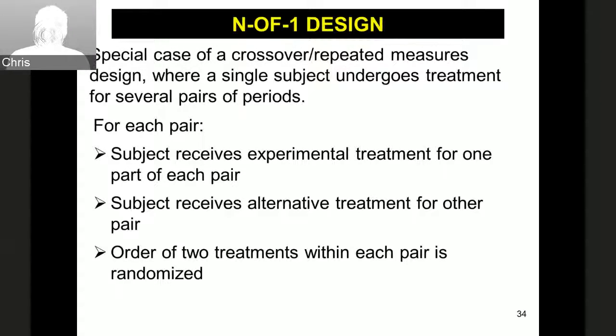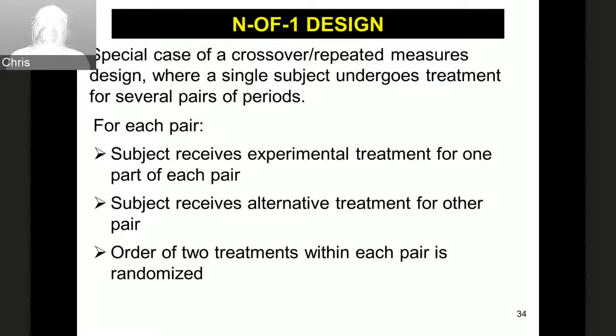Another situation which is kind of similar to the crossover design, particularly in an extremely rare disease situation, would be an N of 1 design. So an N of 1 design is in essence a special case of a crossover or repeated measures design, where you have a single subject who might undergo treatment over a successive number of periods, and within each period, they get treatment for one part of the pair and the alternative treatment, say placebo, for the other part of the pair. So instead of treating 10 individuals in a crossover design and randomizing the order they get, you have an individual who you're going to randomize the order they get 10 different times, right?